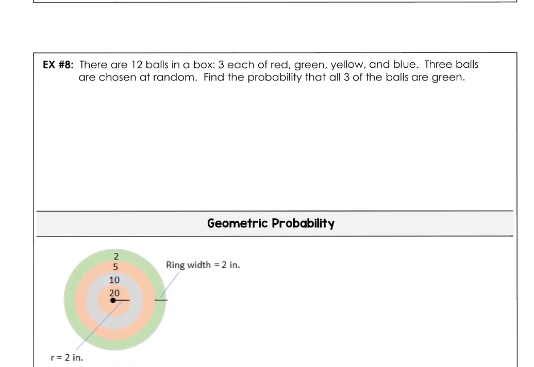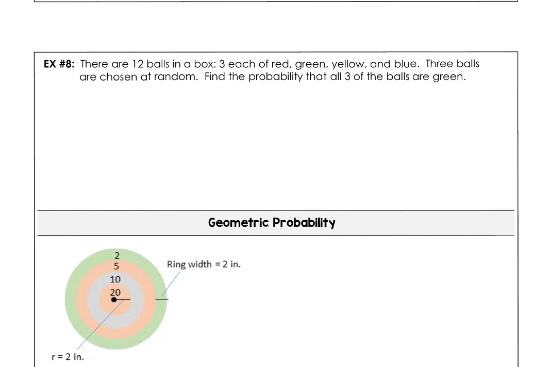Example 8, there's 12 balls in a box, 3 each of red, green, yellow, and blue. You're going to take 3 balls chosen at random, and we want to find the probability that all 3 of the balls are green. In this case, we can calculate that with just simple probability.